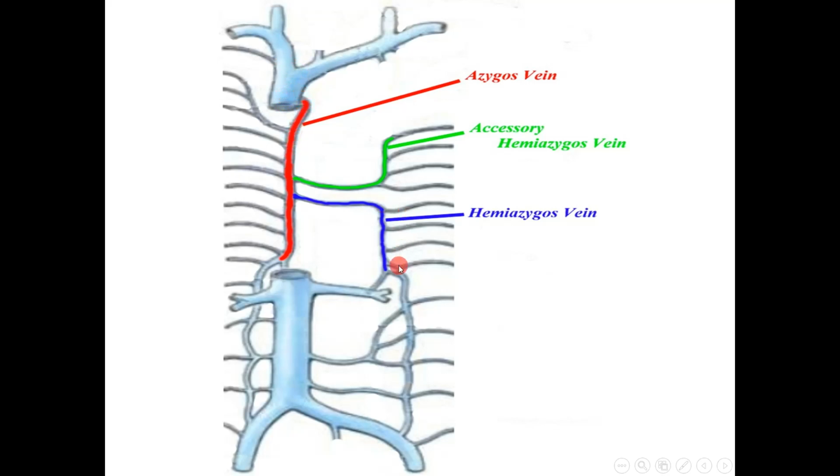And here on the left side, in the hemiazygos, actually you have an accessory hemiazygos vein that drains the upper intercostal spaces separately, but it also drains into the azygos vein. And here the main hemiazygos vein will also drain into the azygos. All of the blood drained from the posterior part of the thoracic cage will be drained to the azygos and then to the superior vena cava.